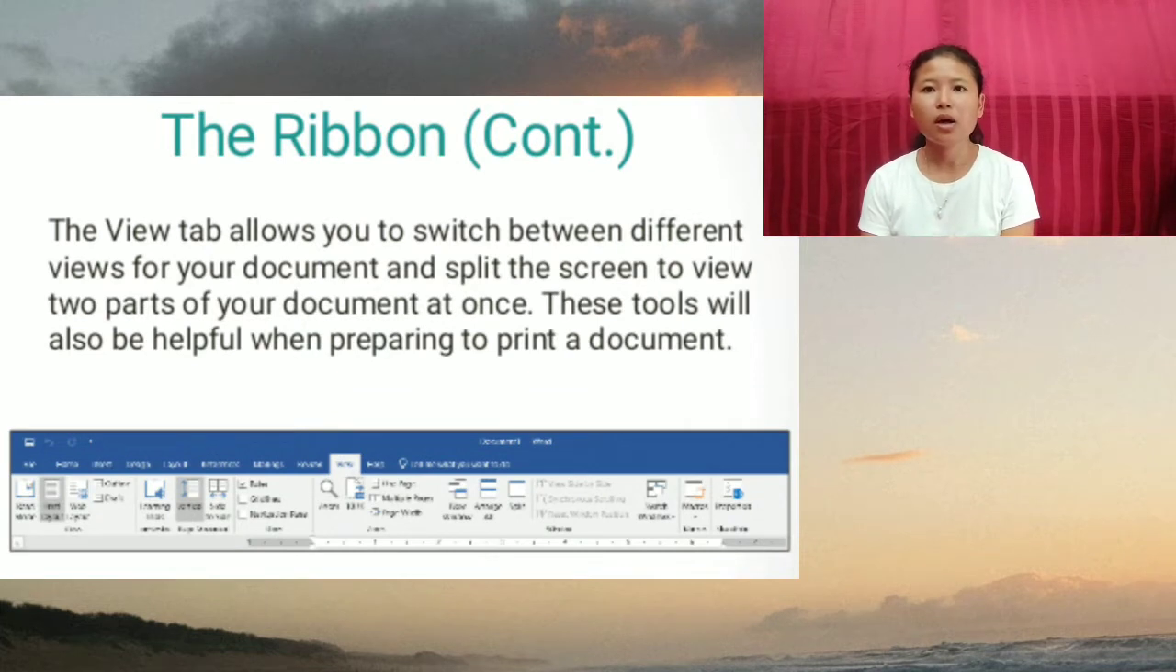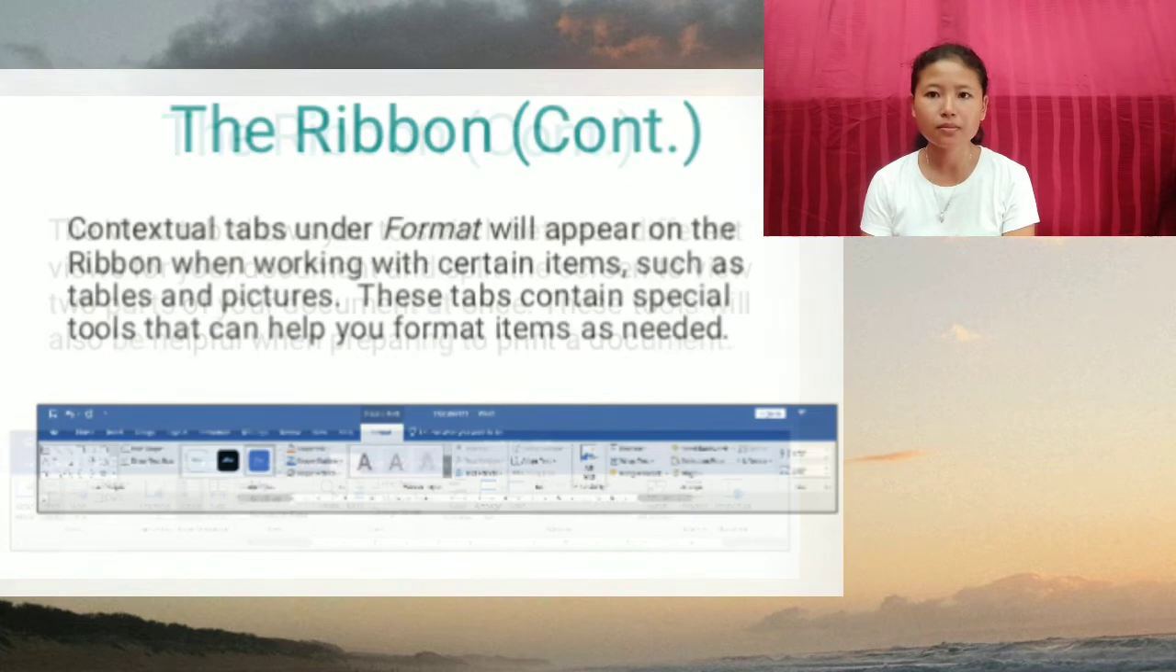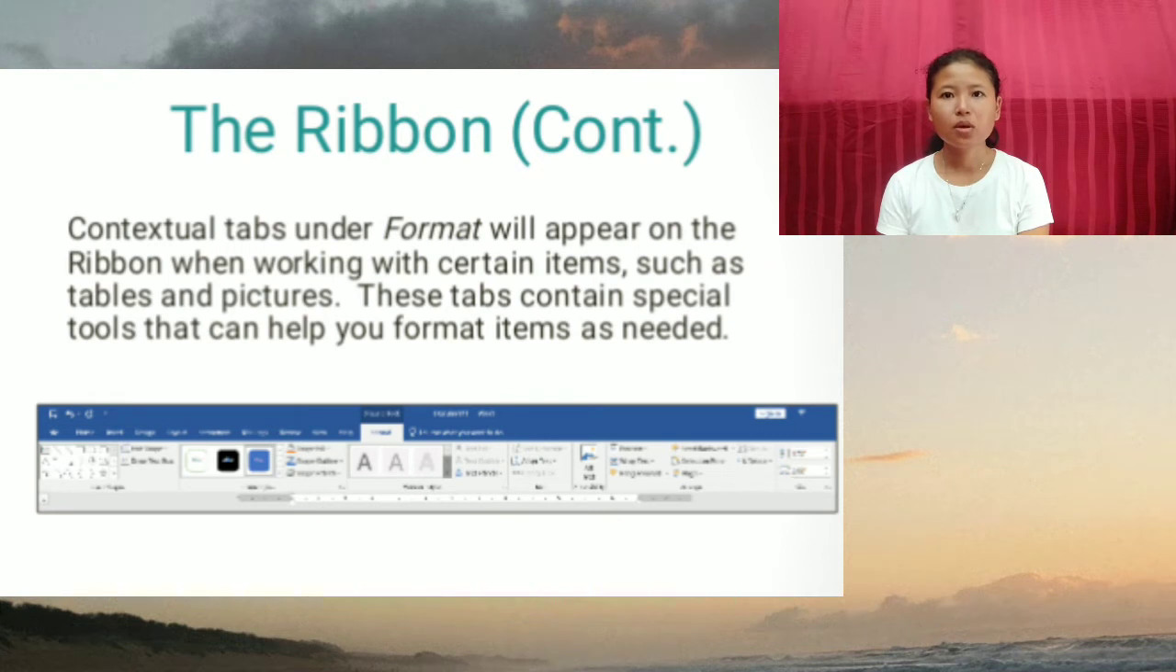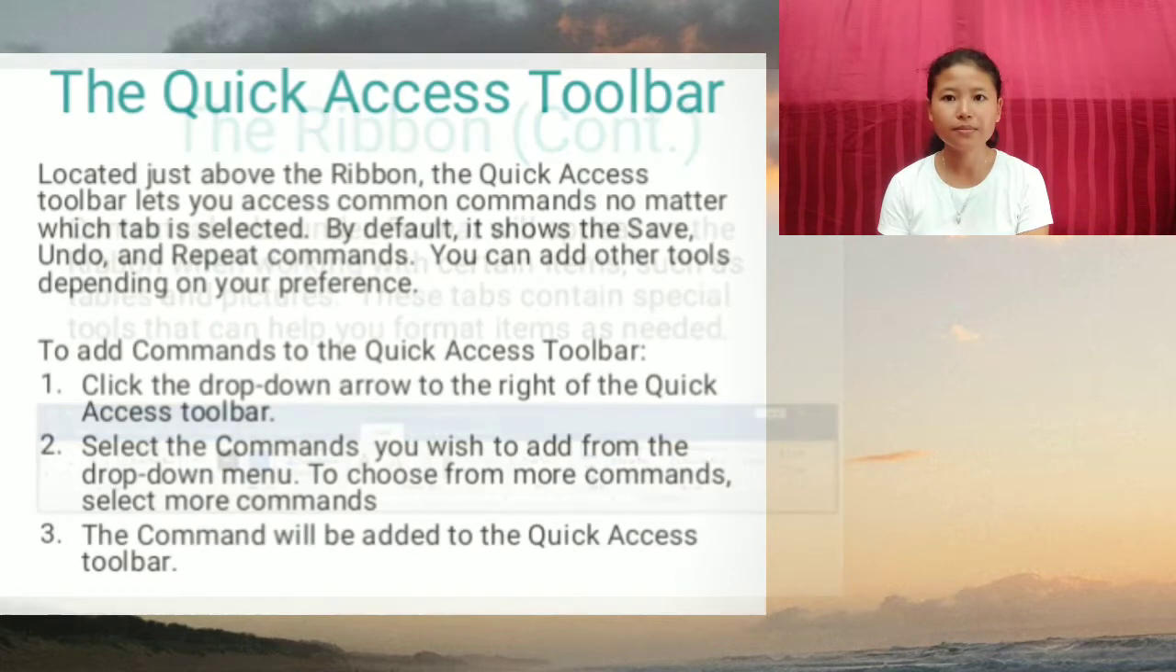The View tab allows you to switch between different views for your document and split the screen to view 2 parts of your document at once. These tools will also be helpful when preparing to print a document. Contextual tabs under Format will appear on the ribbon when working with certain items, such as tables and pictures. These tabs contain special tools that can help you format items as needed.